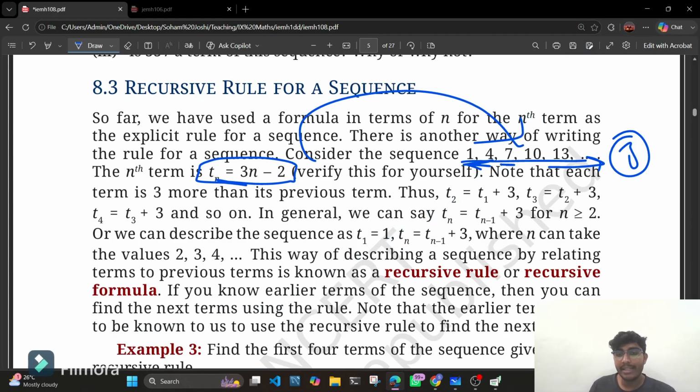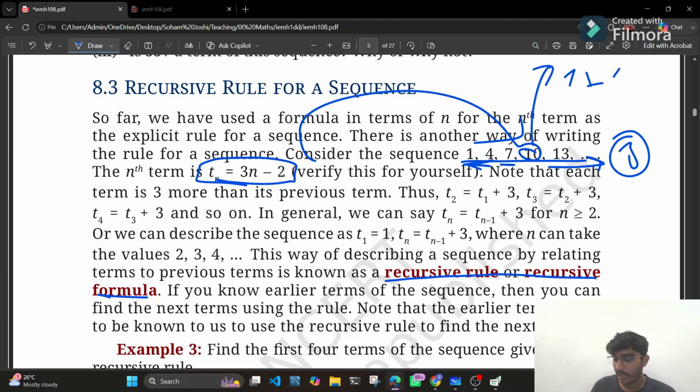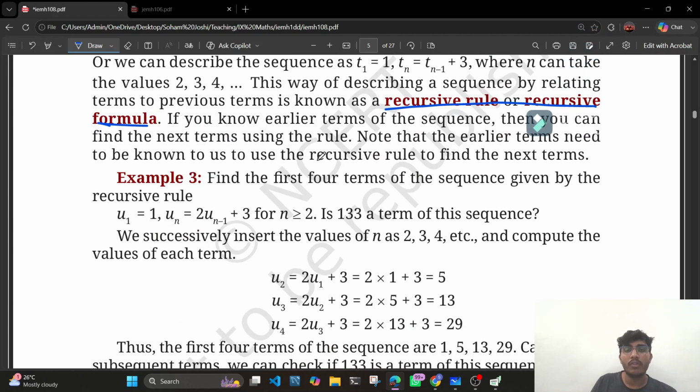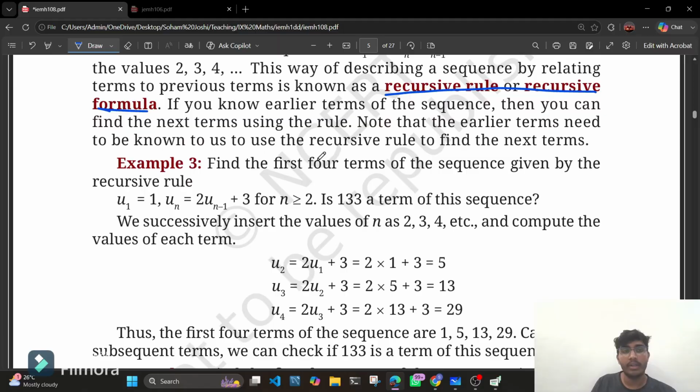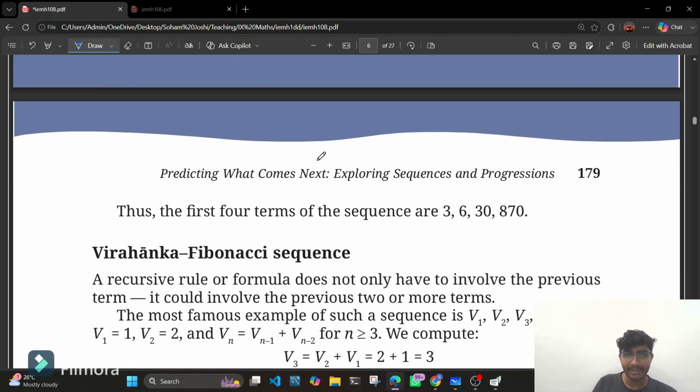So this is how we can say that n can take values from 2, 3, 4 to infinity. This way of describing a sequence by relating terms to previous terms is known as a recursive rule or recursive formula. So basically, I am relating a number using its previous number. Basically, I can say that 10 is written as 7 plus 3. So I am using the previous term of that particular number, right? So this is what we call a recursive rule or recursive formula. I hope that is clear.